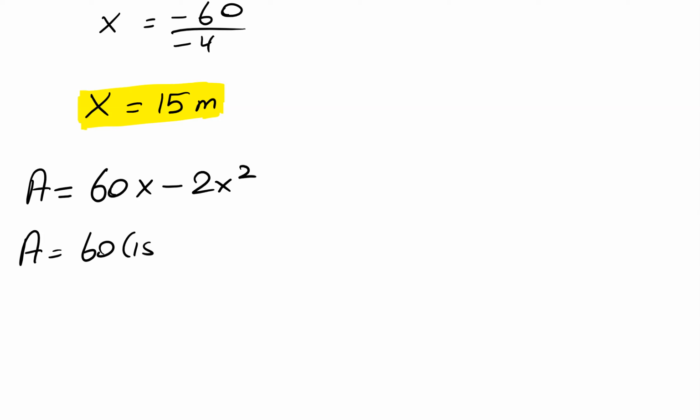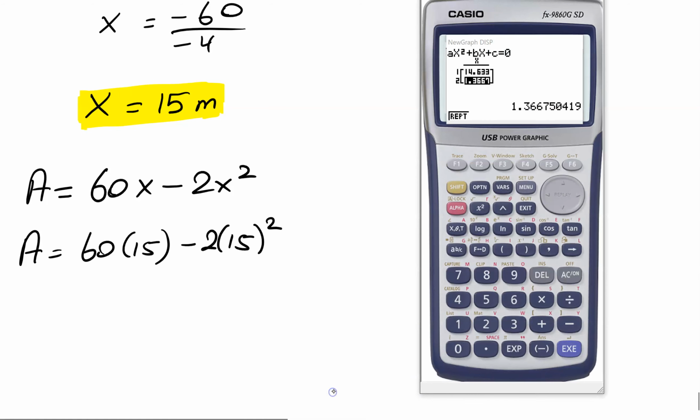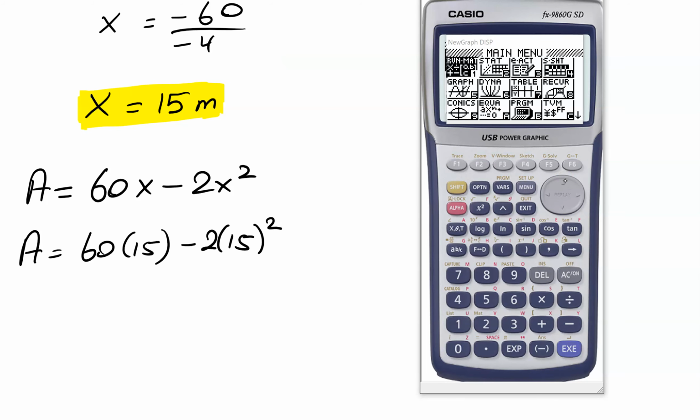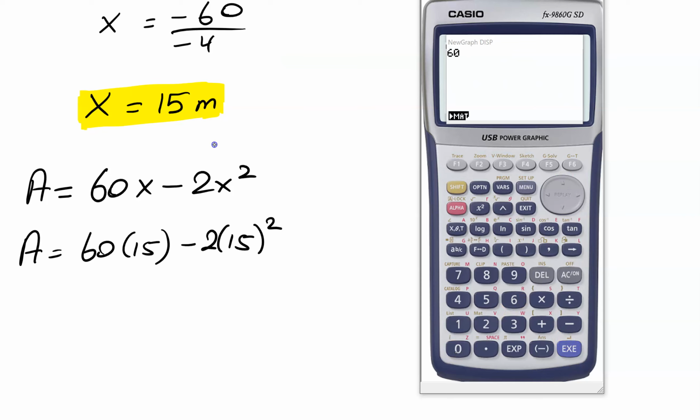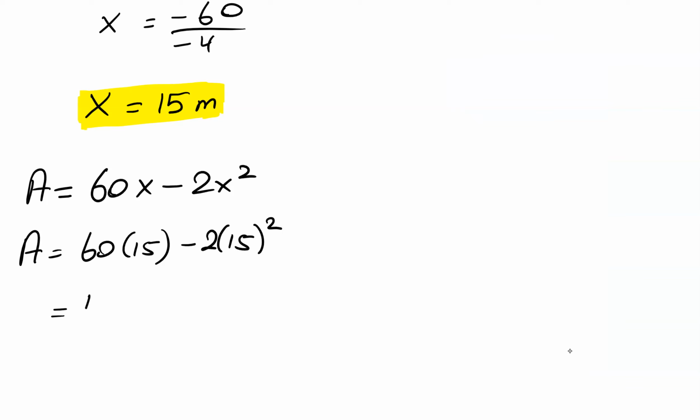60 times 15 minus 2 times 15 squared. We can pull out a calculator because there are some big numbers. So I can go 60 multiplied by 15 minus 2 multiplied by 15 squared. We get 450. I didn't give you units, so we can just write units squared. That is our maximum area.